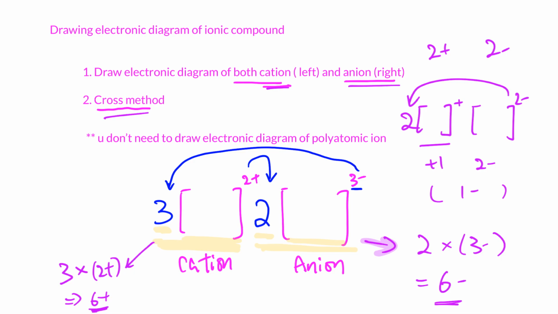In the syllabus, we do not require you to draw the electronic diagram of a polyatomic ion. You don't need to. So whenever you see a question that says, for example, magnesium nitride, and you think that it is NO3 minus, then it must be wrong. So pay attention to that. We won't ask you to draw a polyatomic ion, never.